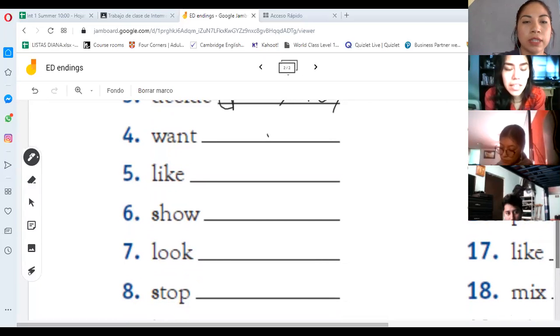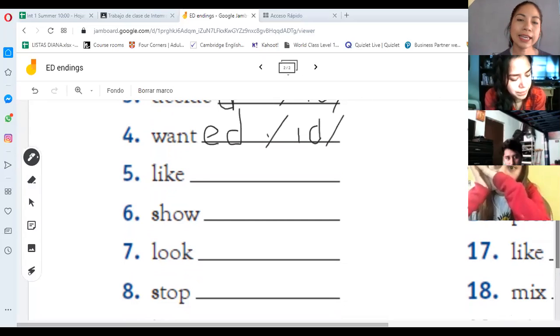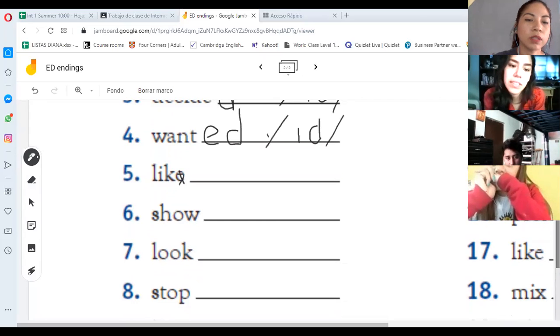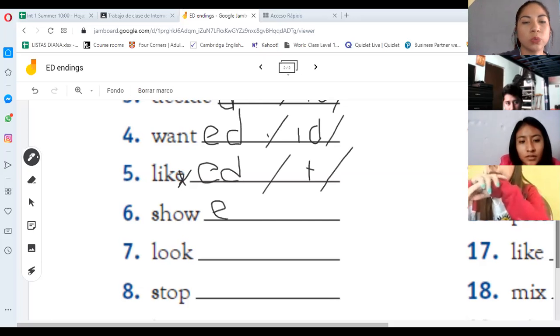Once. Yes. Si ya tienen una T, no pueden doblar, poner doble T. Entonces ponemos wanted. Like. No pronunciamos la E. Solo le agregamos ed. And we pronounce T or D? D.